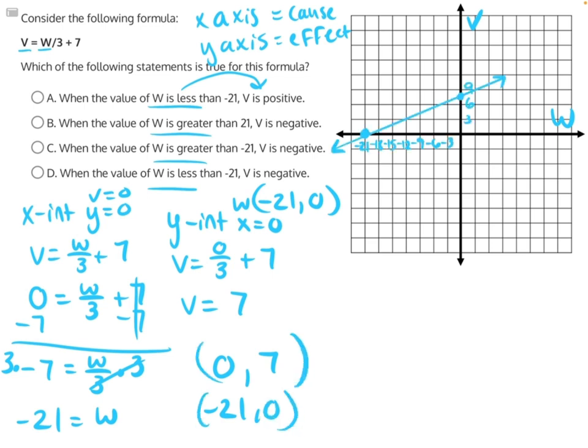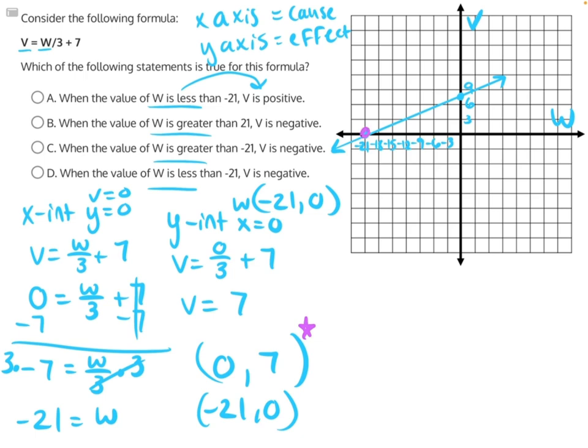Here I have plotted our two intercepts, one at 0, comma 7, which means I went to the right 0 and up by 7, and then negative 21, comma 0, which means I went to the left by 21 and up 0. Now we can analyze the graph and find our correct answer.